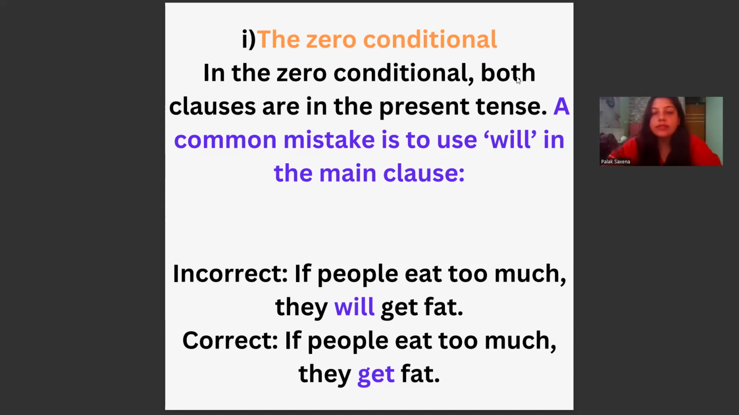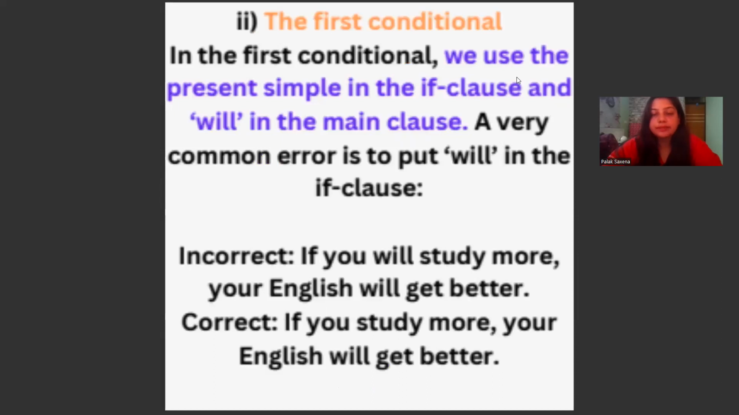And it is not even in the future. So the if clause, if people eat too much, is already in the present. So as per the zero conditional, the main clause must also be in the present. But in the first sentence, I have used "they will get fat." Now it is incorrect. So how will you correct it? How will you edit it? If people eat too much, they get fat. Now get here is also present.